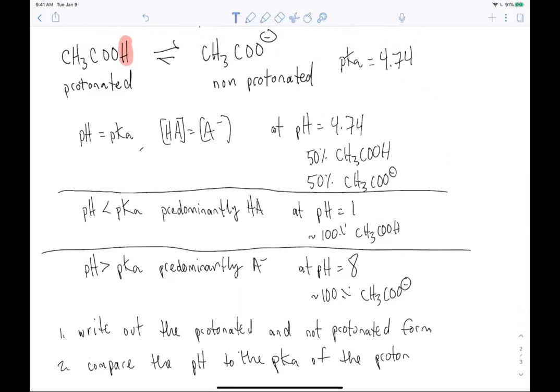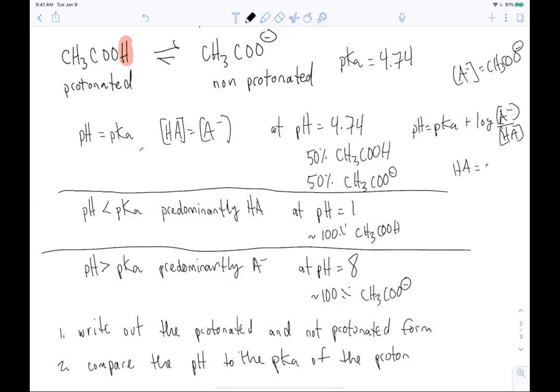So one way to look at this, if you're trying to wrap your head around why this is true, is we can use this equation here. What you're thinking about is the ratio of A minus to HA. So here, this would be A minus. In this particular problem, A minus would equal this. And HA would equal this.